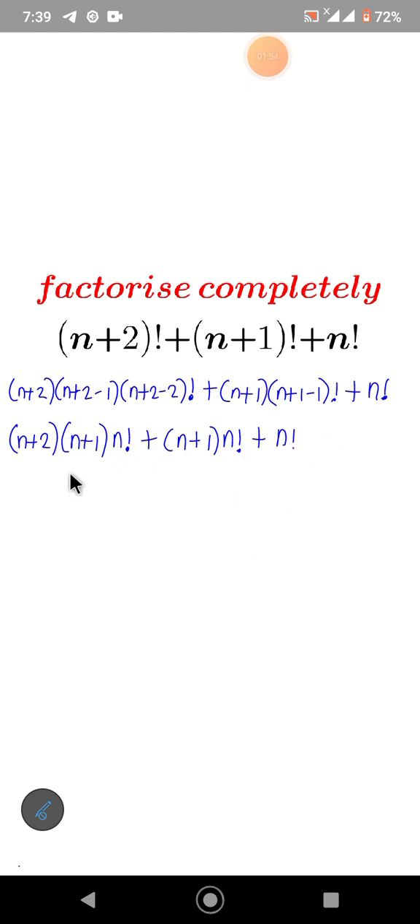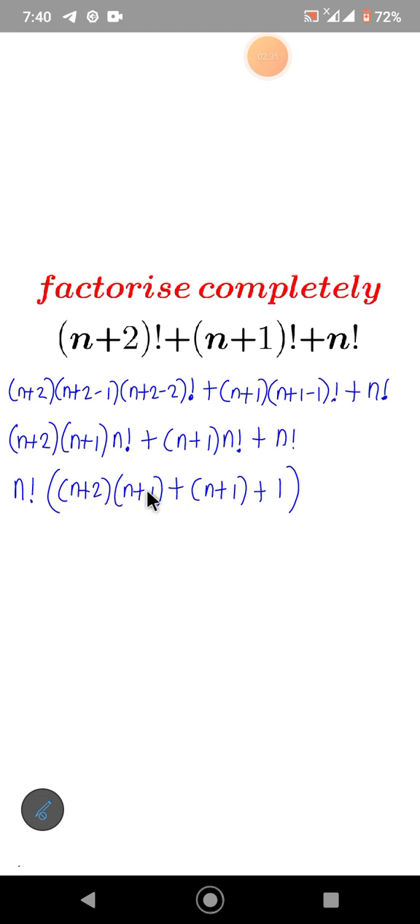Now, what is common between these three? The highest common factor between these three is n factorial. So we say n factorial, then open our brackets, and write this expression here now divided by n factorial. Now we are left with n plus 2, n plus 1. Then plus this expression divided by n factorial, we are left with n plus 1. Plus n factorial divided by n factorial, that's 1. Then that's it.